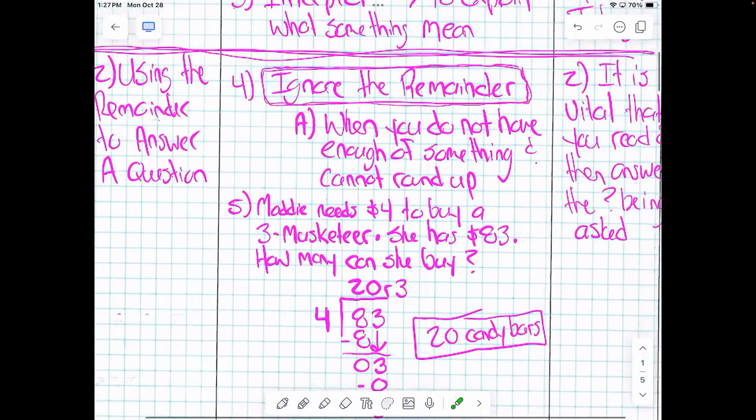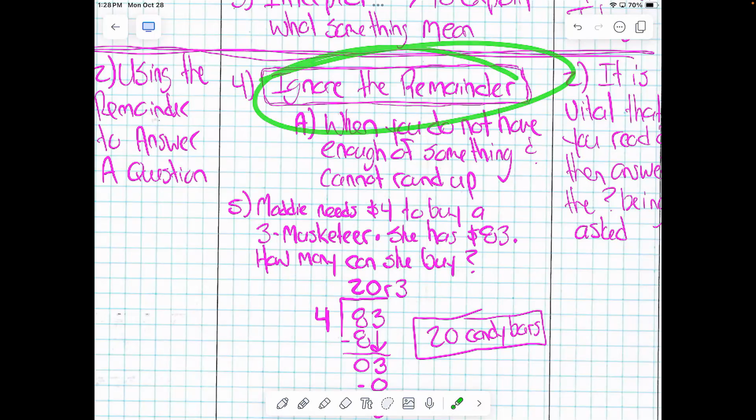All right, I'll give you some examples. Let's say somebody is going to the store and they have $83. They want to buy candy bars, 3 Musketeers specifically, as many as they can. Each costs $4. We did the math, 83 divided by 4, we got 20 remainder 3. How many candy bars can that person buy? 20. But not 20 remainder 3, just 20. You can't buy part of a candy bar, can you? No, so ignore the remainder because the whole number is our answer.